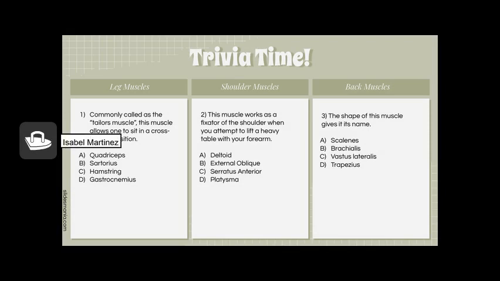All right, we just got through a lot of information, so we're going to go ahead and do a trivia to see how much knowledge you have really gained. So, starting with the leg muscles, which one of these leg muscles is commonly called Taylor's muscle and allows one to sit in a cross legged position? I will give you a hint. This is going to be the longest bone in the body. So, go ahead and have 5 seconds to answer this question.